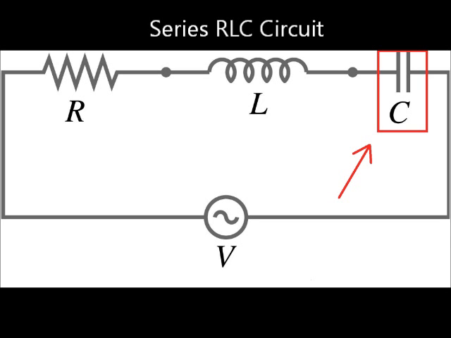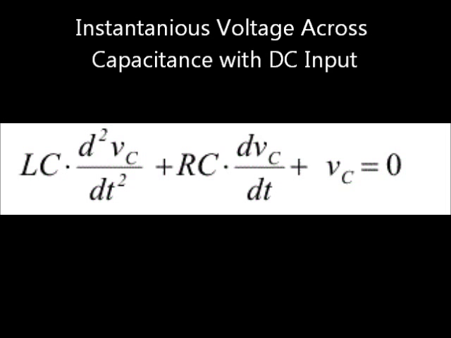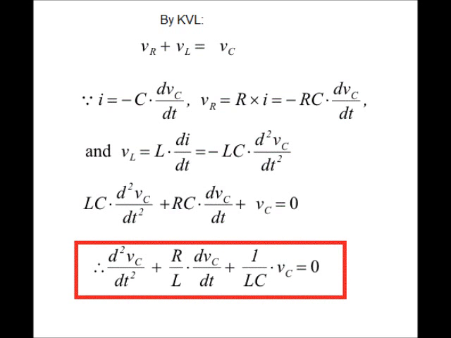So now I wanted to look at an RLC circuit, which is a lot more interesting because there's going to be input into the circuit and there's also going to be a resistance which may cause damping. We're going to look at the output voltage, which is the voltage across the capacitor. The way I calculated the instantaneous voltage across the capacitor is the equation shown here, and that can be derived from Kirchhoff's voltage law.